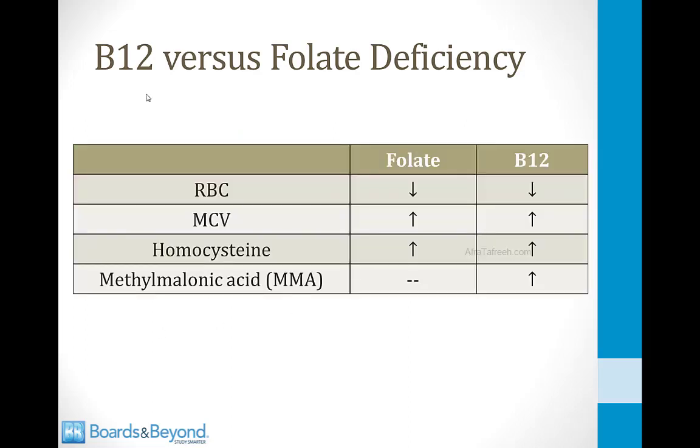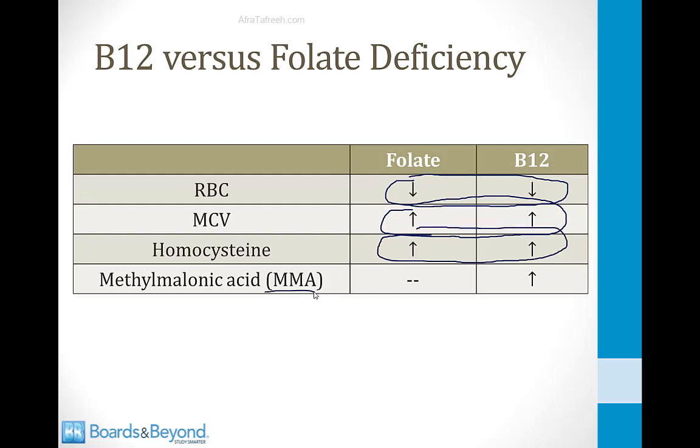And then finally, here's a table to show you the differences between B12 and folate deficiency. This is very high yield for Step 1. They love to ask you to distinguish between the two vitamin deficiencies using homocysteine levels and methylmalonic acid. So in both deficiencies, you will be anemic and you will see a low red cell count. In both deficiencies, it is a megaloblastic anemia, so the MCV level will be high. The homocysteine level is elevated in both disorders, and then the MMA level can be used to distinguish between the two because it is only elevated in B12 deficiency.